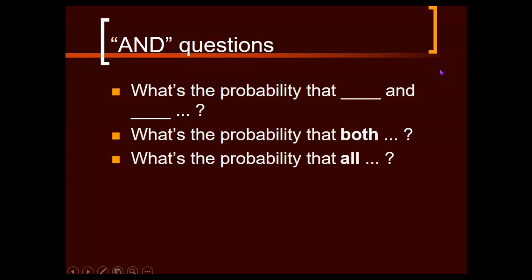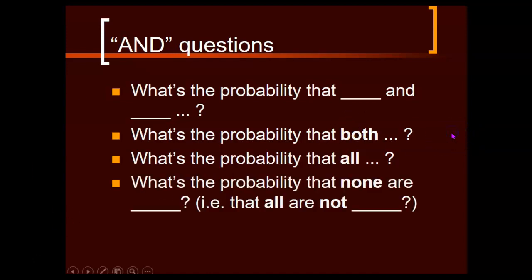And there might be more than 2 things. She might be making 3 or 4 or 5 attempts. And we want to know what's the probability that she makes all 5 of them. The first one and the second one and the third and the fourth and the fifth. So that's still an and question. Or we might ask, what's the probability that none are? What's the probability that none of her free throw attempts go in? The first one does not, and the second one does not, and the third one does not, and so on.